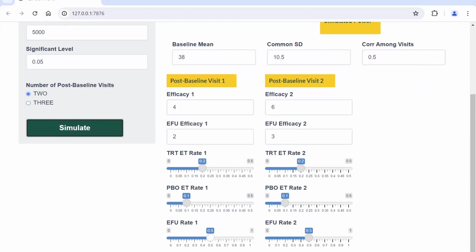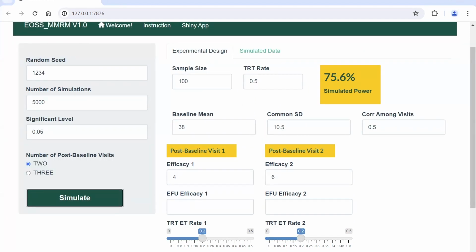And the setup of the app for this situation is moving the cursor to 0 because no EFU assessment is obtained, and therefore we obtain no treatment effect from EFU visits. Keeping the rest the same, simulating, the power got updated to 75.6% for this example.